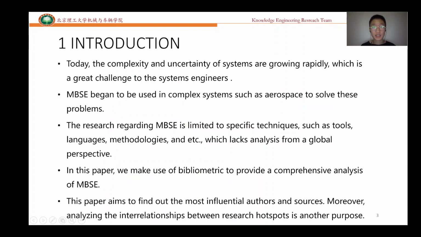First, introduction. Today, the complexity and uncertainty of systems are growing rapidly, which is a great challenge to systems engineers. MBSE began to be used in complex systems such as aerospace to solve these problems. The research regarding MBSE is limited to specific techniques such as tools, languages, methodologies, etc., which lacks analysis from a global perspective. In this paper, we make use of bibliometrics to provide a comprehensive analysis of MBSE.